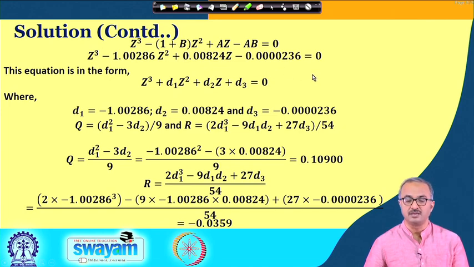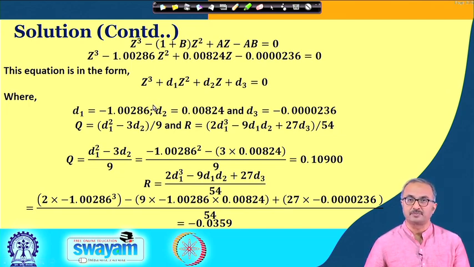Now, in the lecture I showed you that we have this form of the equation. Based on this form of the equation, we use Cardano's method to find out the values of z, these three values of z. Please understand these values of z may be positive, negative or even imaginary.